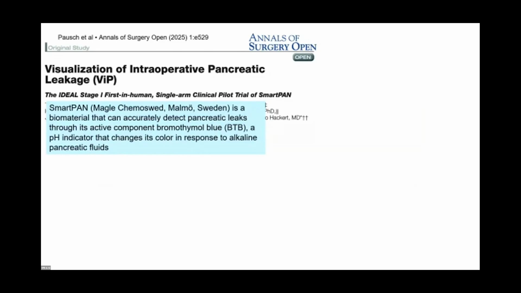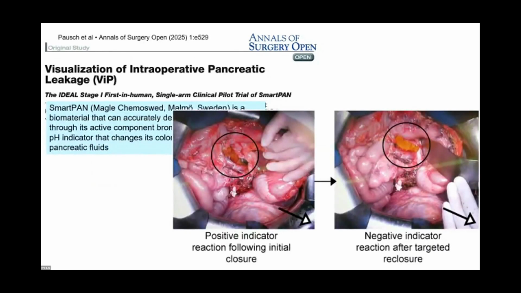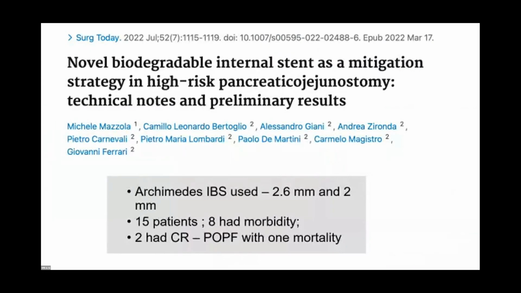What can we do now to mitigate this? And there are some exciting things on the table. One is this smart pan. Basically, it is degradable starch microspheres which are coated with bromomethyl blue, which is a pH indicator that turns color when there is an alkaline juice. And you can then target the closure of the area where you see a color change. And hopefully that will help you, like in many other places, to detect a leak and take care of it on the operating table. A single clinical study is available and we need to look further into this.